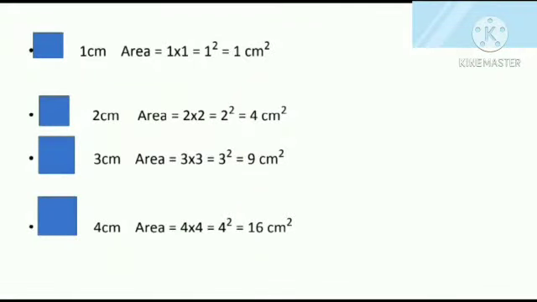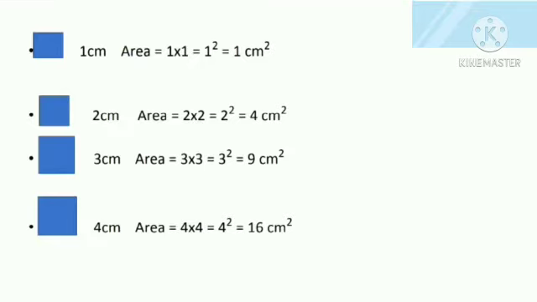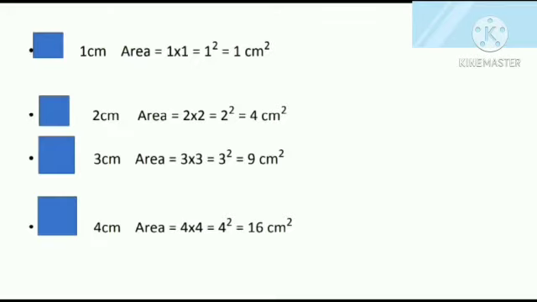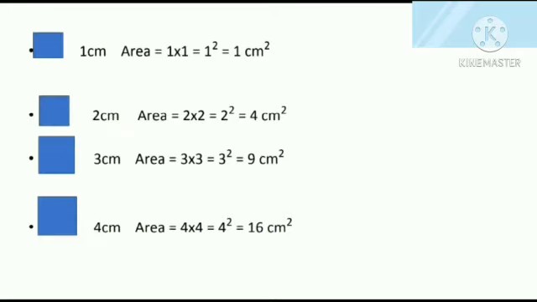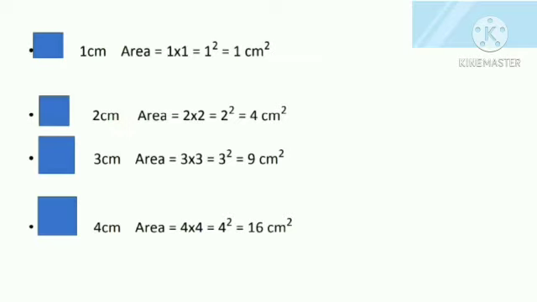If the side of a square is 1 centimeter, its area is equal to 1 into 1, which is 1 square, equal to 1 centimeter square. If the side of a square is 2 centimeters, its area is 2 into 2, which is 2 square, equal to 4 centimeter square. If the side is 3 centimeters, its area is 3 into 3, which is 3 square, equal to 9 centimeter square. If the side is 4 centimeters, its area is 4 into 4, which is 4 square, equal to 16 centimeter square, and so on.